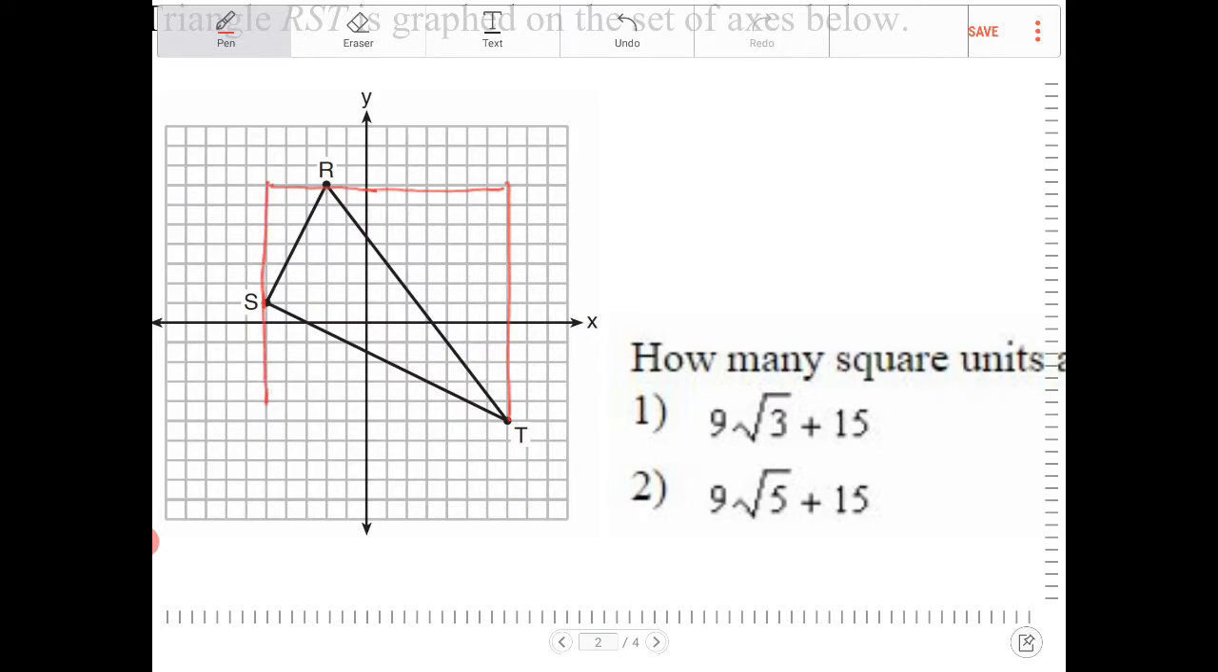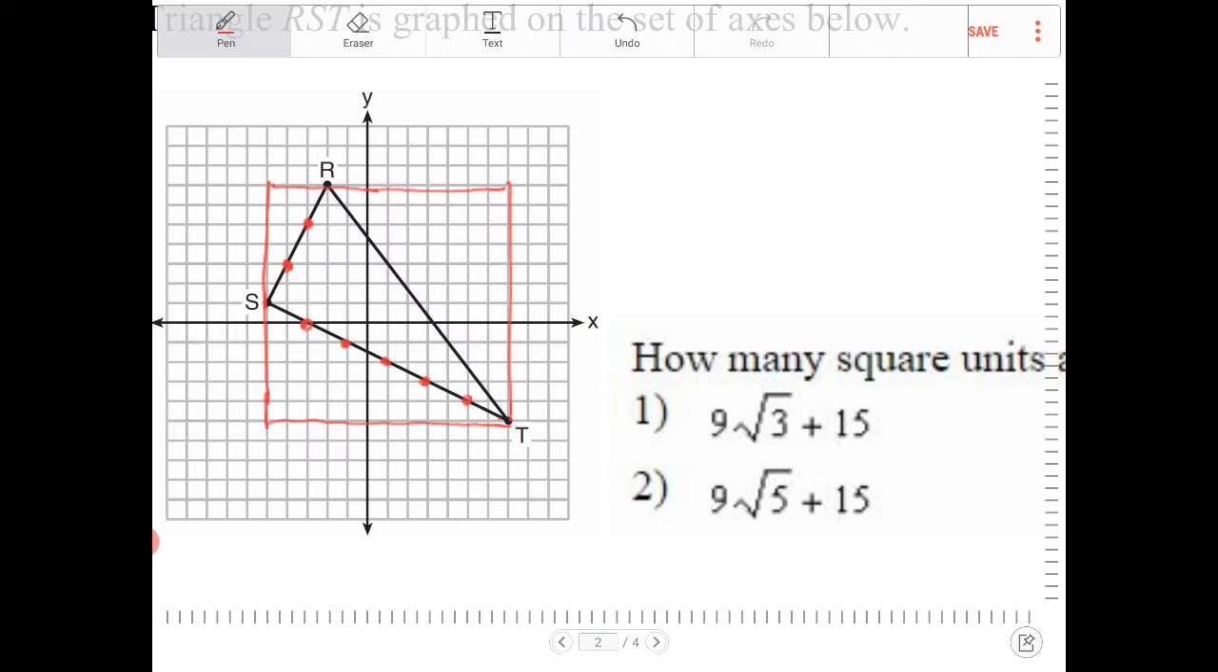I also notice that this is a right triangle as well. How do I know that? Well, that's because SR here, I go up 2, 4, 6. Well, actually, it has a slope of 2, right? Whereas ST has a slope of negative half.